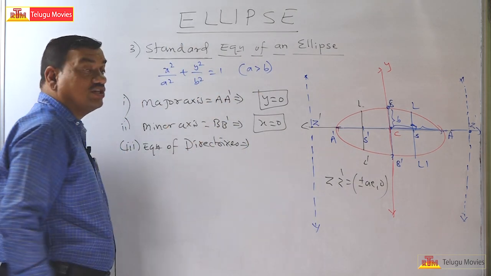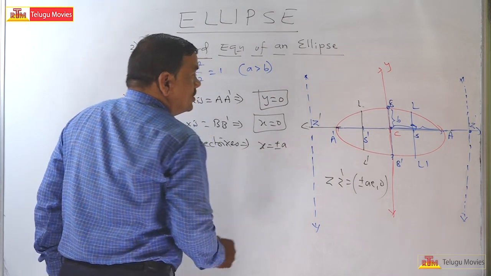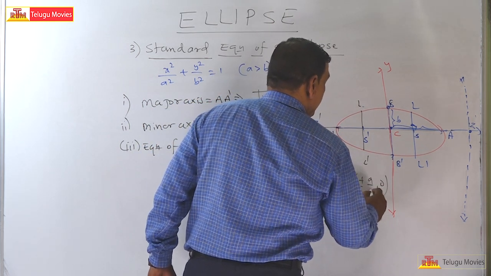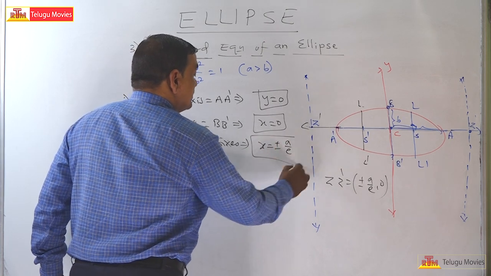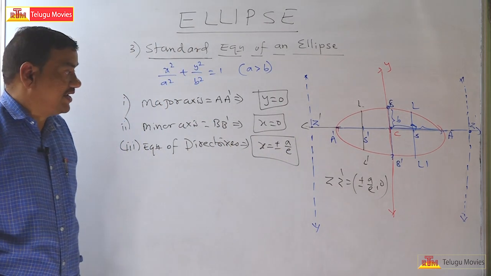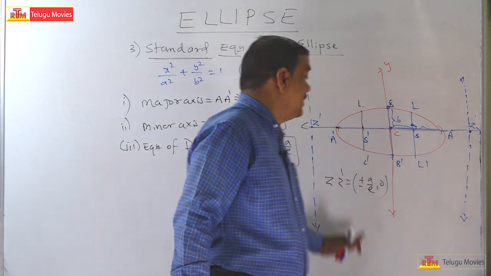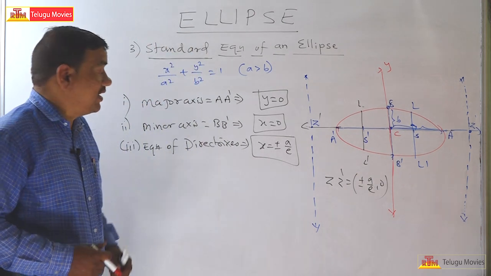Therefore, the equation of the directrix is x is equal to plus or minus A by E. That is, to the right side x is equal to plus A by E, to the left side x is equal to minus A by E. Okay now, next one.